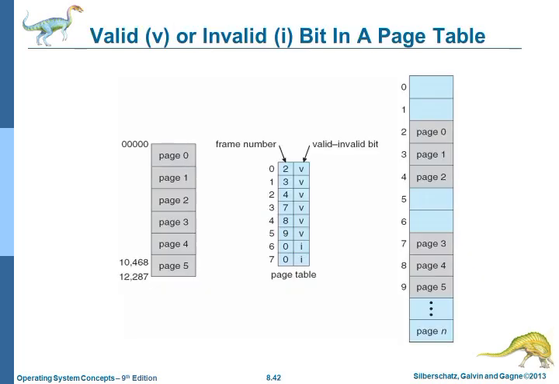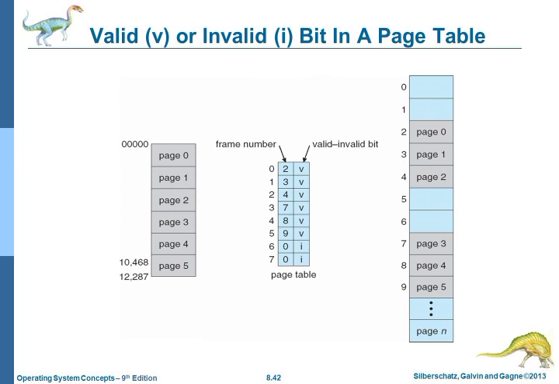Suppose, for example, that in a system with a 14-bit address space, 0 to 16,383, we have a program that should use only addresses 0 to 10,468. Given a page size of 2 KB, we have the situation shown in the slide. Addresses in pages 0, 1, 2, 3, 4, and 5 are mapped normally through the page table. Any attempt to generate an address in pages 6 or 7, however, will find that the valid-invalid bit is set to invalid, and the computer will trap to the operating system.